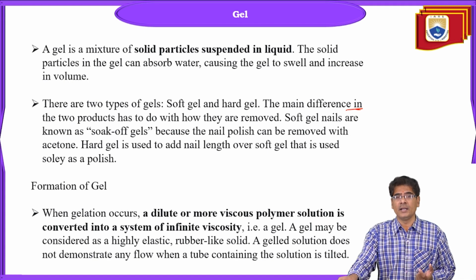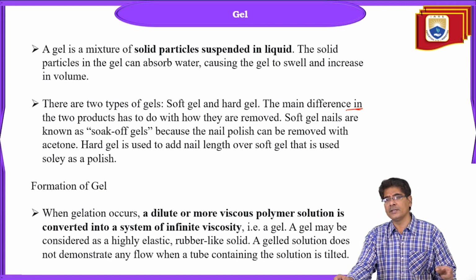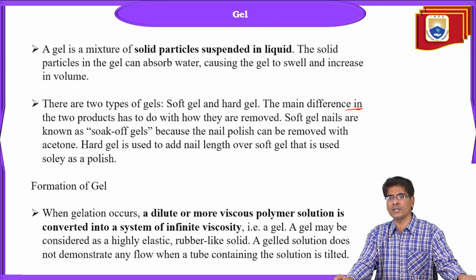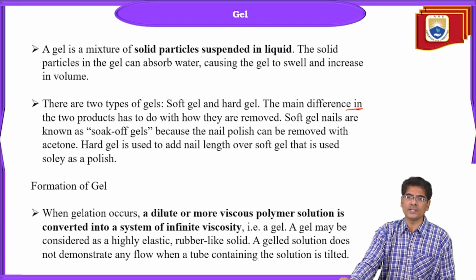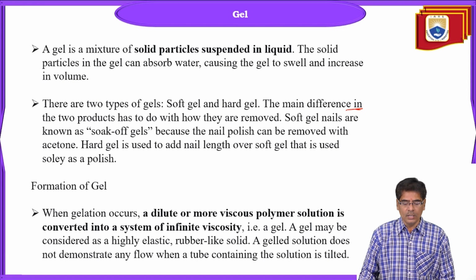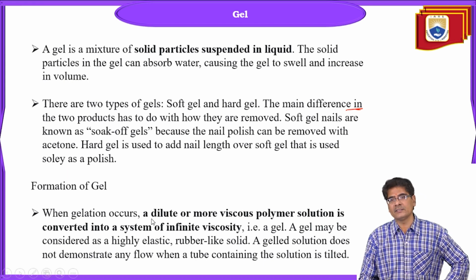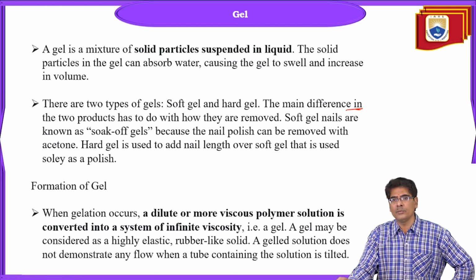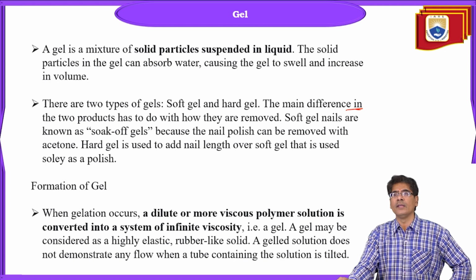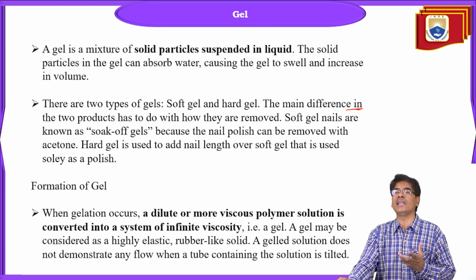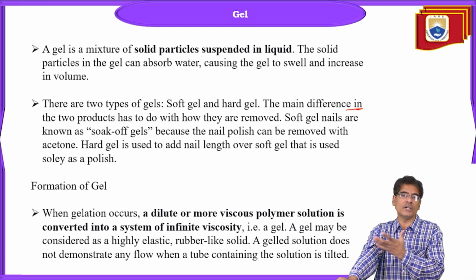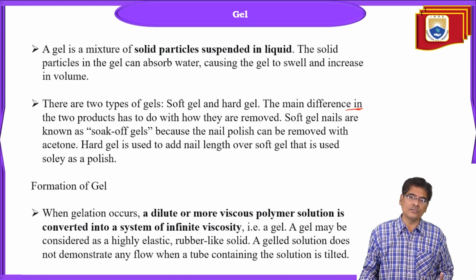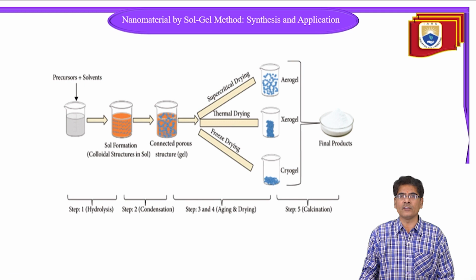A gel solution does not demonstrate any flow when the tube containing the solution is tilted. Right? So this is how the formation of gel takes place. When gelation occurs, a dilute or more viscous polymer solution is converted into a system of infinite viscosity. That is a gel, a rubber-like solid, and a gelled solution does not demonstrate any flow when a tube containing the solution is tilted. So this is what we expect of a gel.